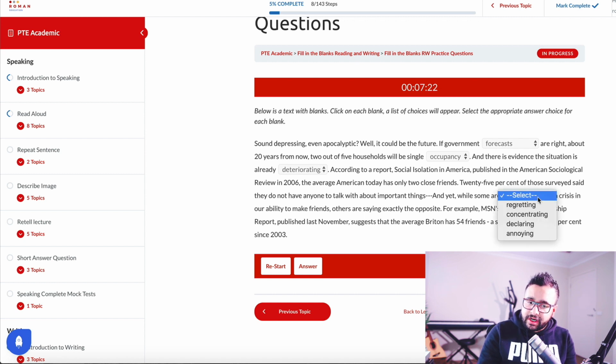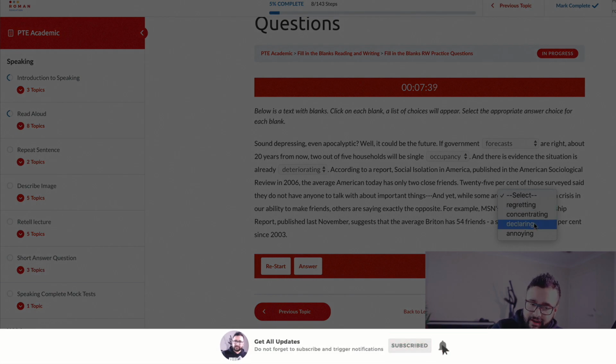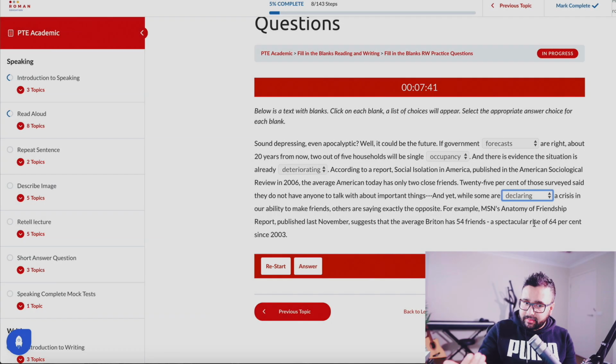So that means the word I'm looking for here is a word which means to say something. And if I look at the options here, regret is not about saying, it can just be a feeling. Concentrate is an act, and annoying is more like a feature of something which makes you irritated or annoyed. So declaring is the only word which means to tell something publicly, to tell something to someone. And that's why declaring is the answer here.